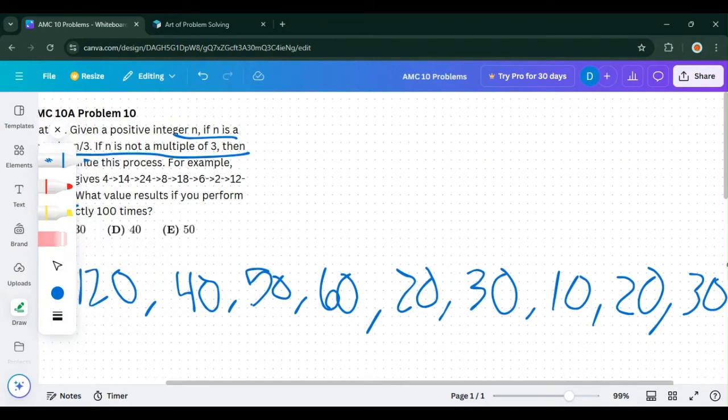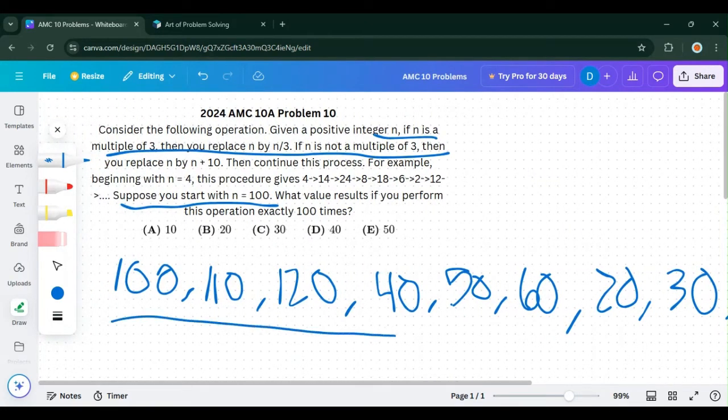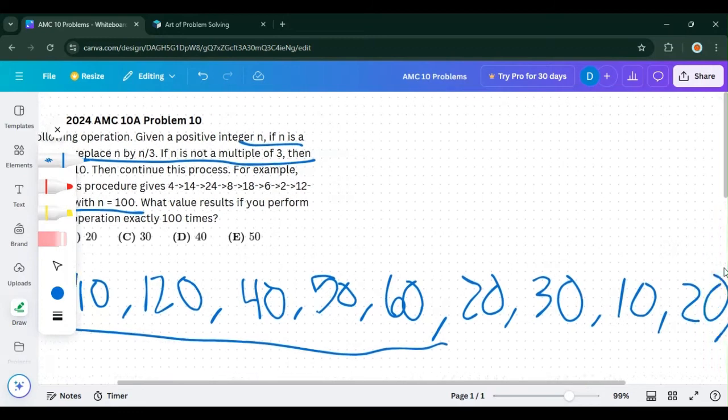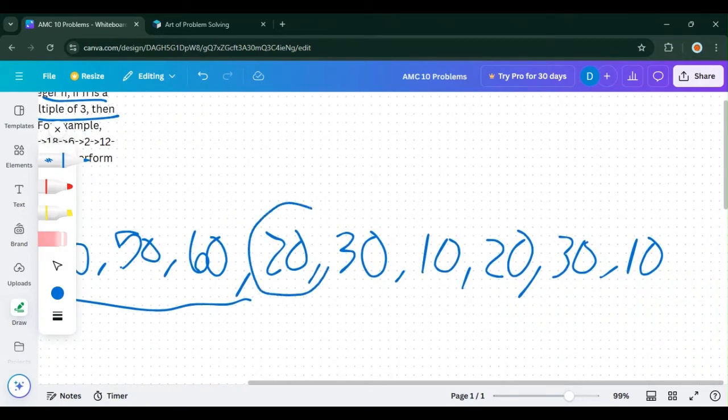And you see something special here. At the beginning, we just have these large numbers. We keep on going down until we reach 20. And as you see here, we have a repeating sequence: 20, 30, 10, 20, 30, 10. That's going to help us solve this problem.